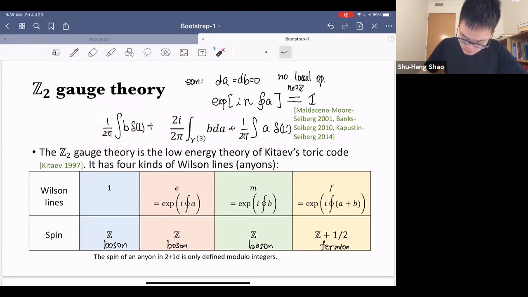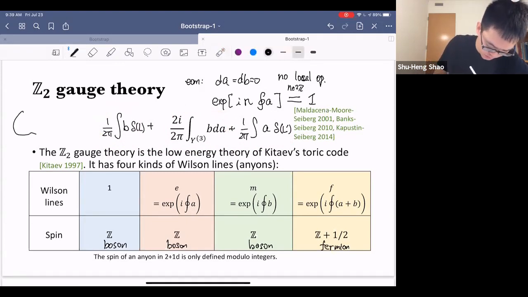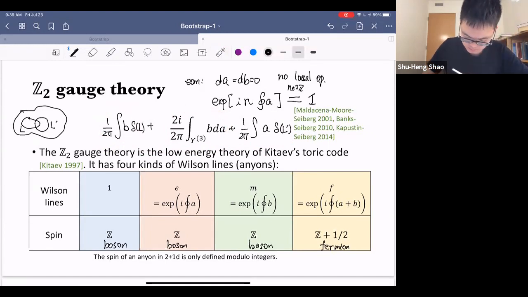And you ask, what's the partition function? So what is this? What does this stand for? You have some 3-manifold. You have an L. You have another L prime. And you want to compute this. So what you do is to integrate out A. I don't have any space. So you integrate out A.